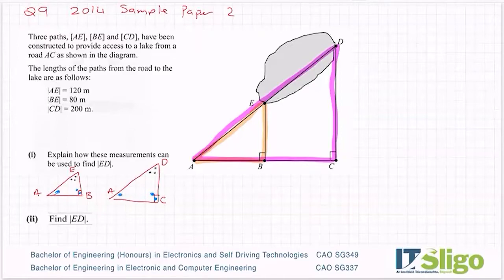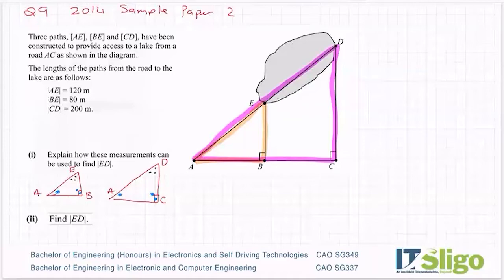Well, angles in a triangle add up to 180. So if that's equal to that one, and the right angle is equal to the right angle, then whatever degrees is left over in this small triangle for E is the same amount of degrees that's left over in the big triangle at D. Okay, so how do we answer this wordy question? Explain how these measurements can be used to find ED.